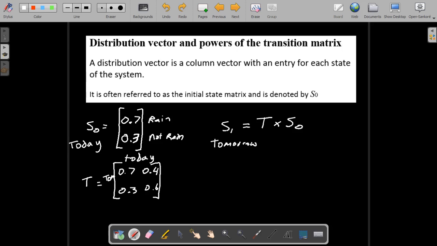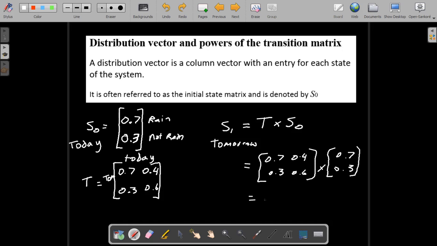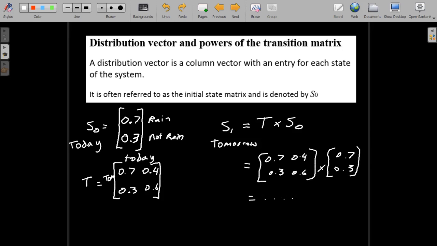So we can work out whether it's going to rain or not rain tomorrow. So S1 is going to be our transition matrix times our initial state. Alright, and we work out whatever answer we get there. So it's probably a good idea to use our CAS. So I'm just going to write in there CAS. Okay.